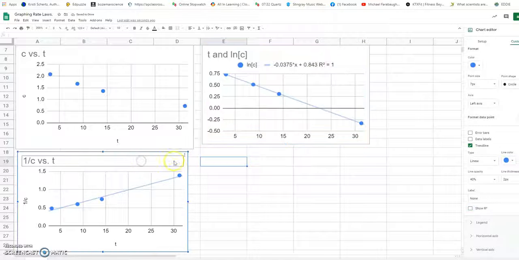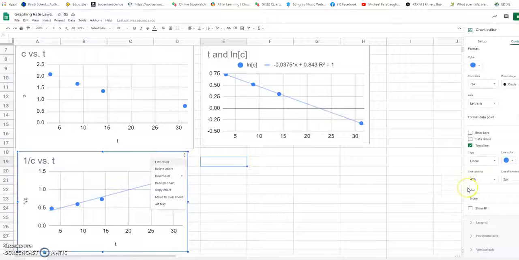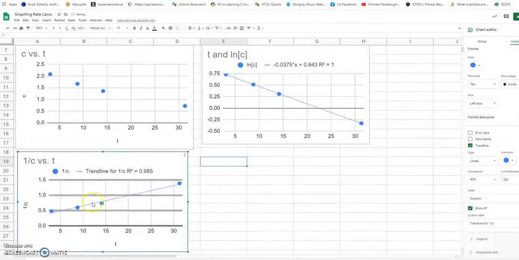Let's go over here to this one. If I look at my r squared value for this one, it's a 0.985, which is good, but not as good as this one. So what this tells me is that this is a first order reaction. And this is my equation.